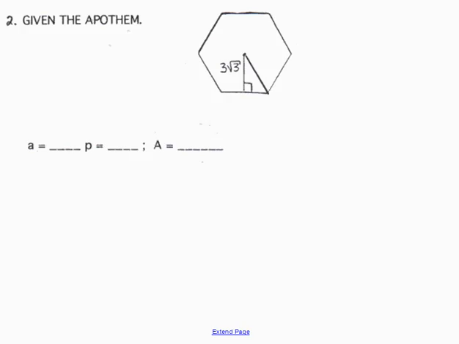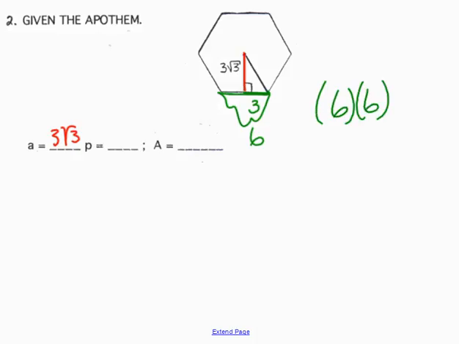Okay, so they give us the apothem is 3 radical 3. How do we figure out this side? Well, this is now the short leg of the triangle, so we divide by radical 3. So this is going to be 3. So the whole side is 6. So what's the perimeter? We're going to multiply 6 by the number of sides. That's 36. So 36 is the perimeter.